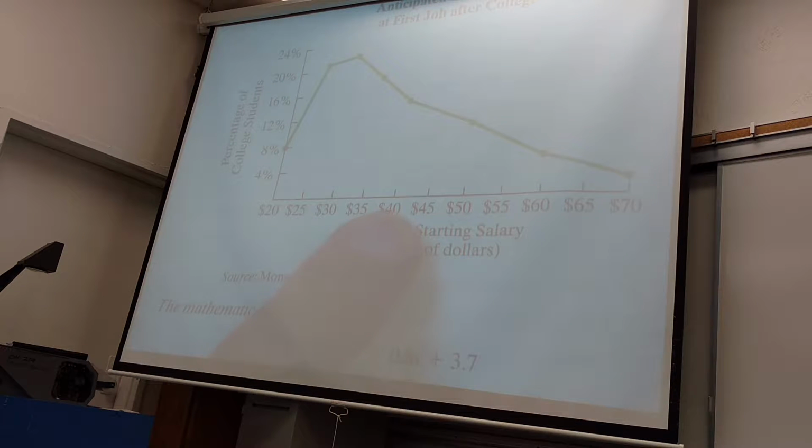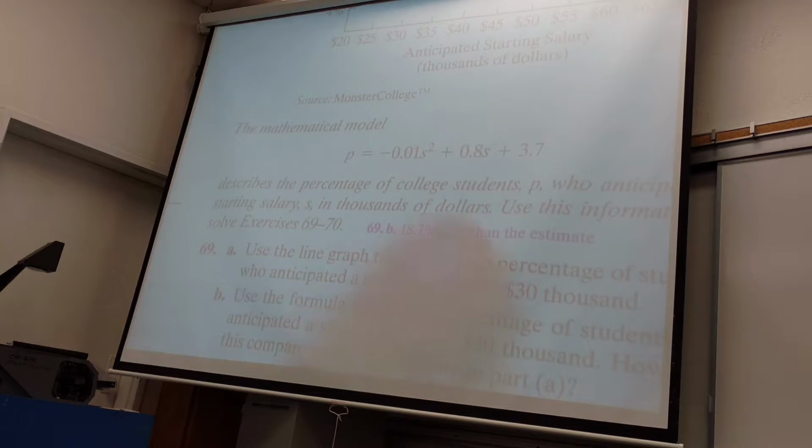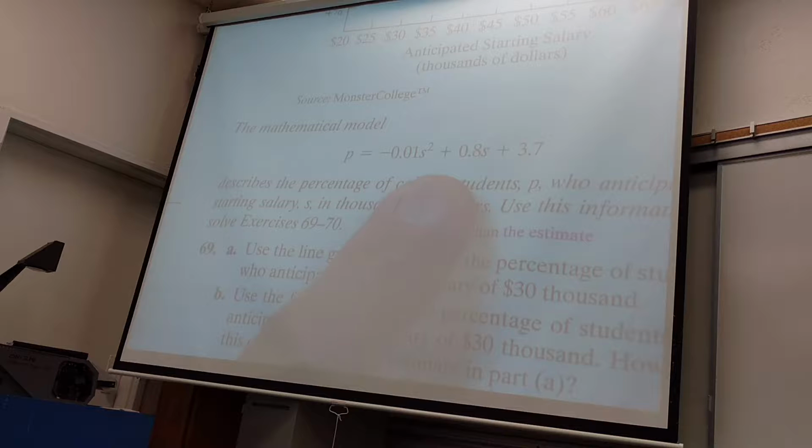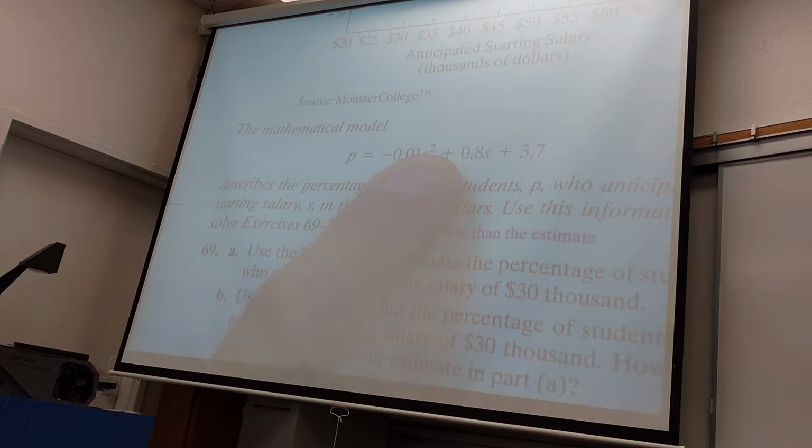Stay with me now. So if you look at the graph, 40 seems to go to 14. Using the equation, just like in the last problem, can you show what the equation would predict? Well, what are you going to put in for S? Are you going to put 40,000 in for S? No, because S is in thousands of dollars. So you're going to put 40 in. If I wanted 50,000, I would put 50 in.